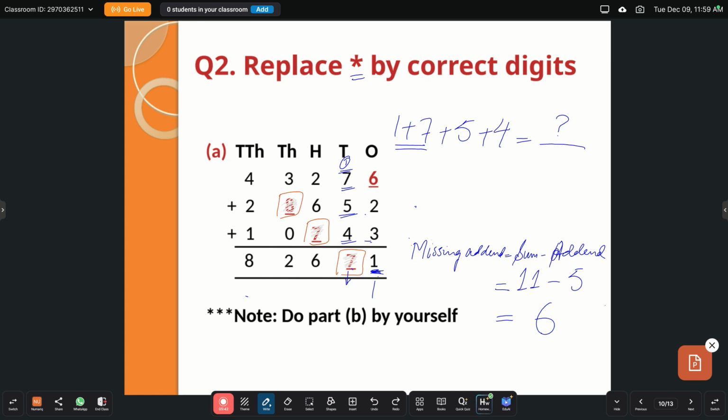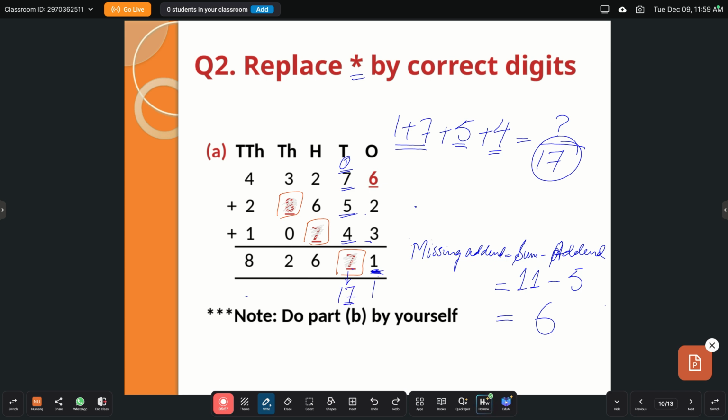Okay, beta, tell me what is 7 plus 1? It is 8. What is 8 plus 5? It is 13. What is 13 plus 4? It is 17. It means that here the sum is 17.